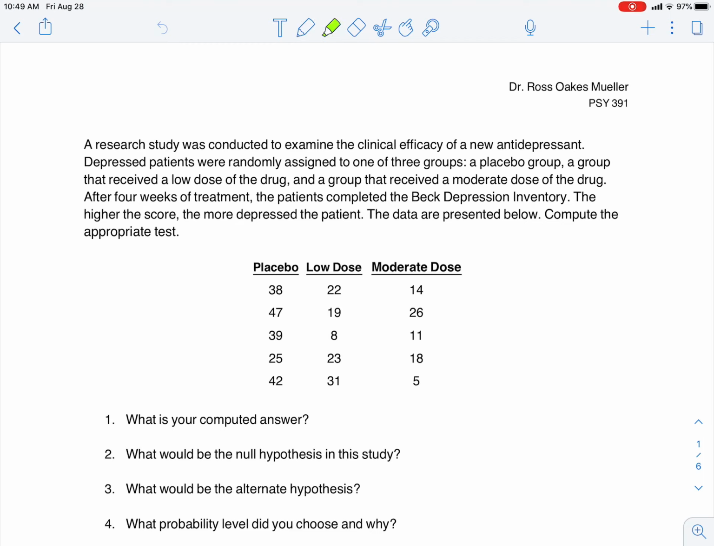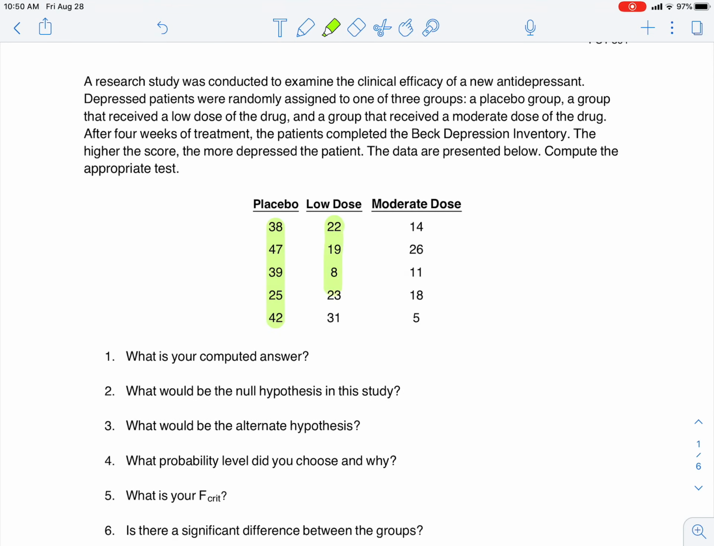Compute the appropriate test. So what we see here are all the depression scores in the placebo group. These are all the depression scores in the low dose group, and these are all the depression scores in the moderate dose group. And what we want to know is, are these groups different from one another?